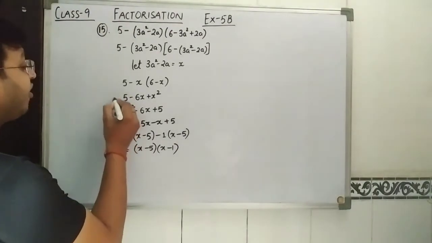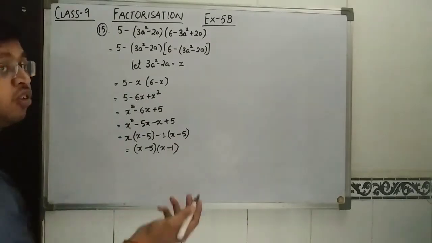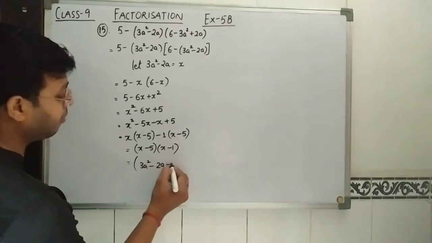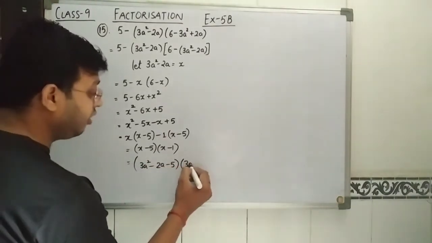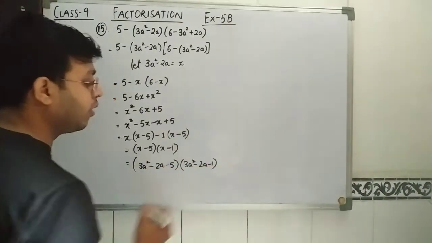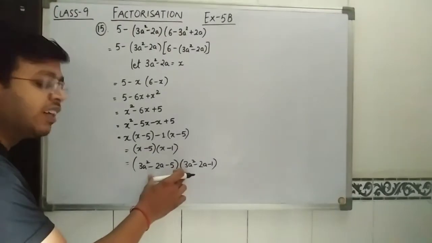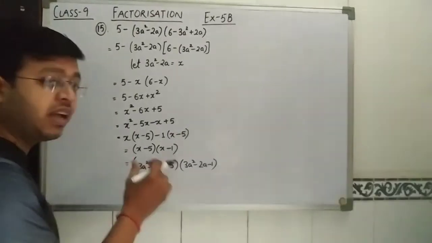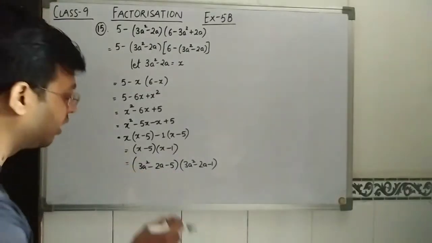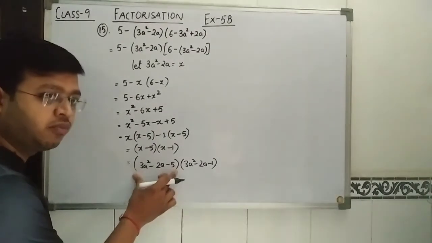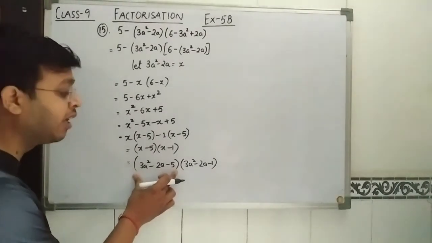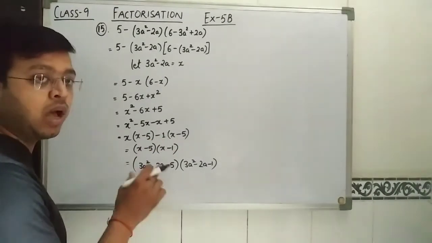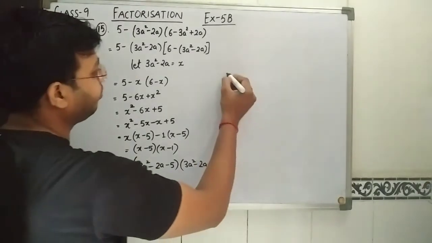But this is not our final answer, because in the question x is not given. So we have to place the value: 3a square minus 2a minus 5 in the first bracket, and 3a square minus 2a minus 1 in the second bracket. Now if you consider this your final answer, then again you are wrong, because the question can proceed further. Both brackets contain expressions which can be solved with the help of middle term splitting. So we have to apply middle term splitting again in both brackets.